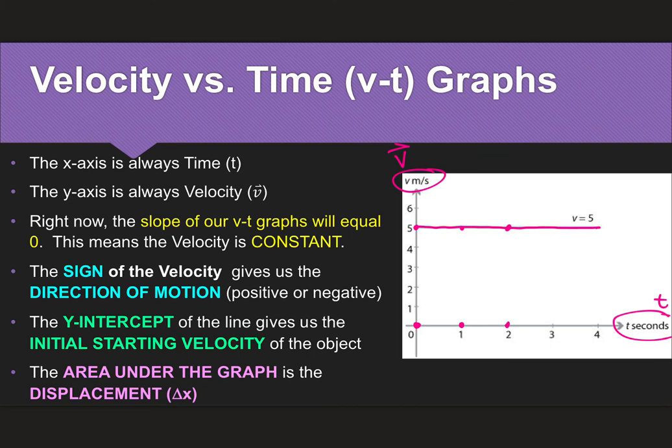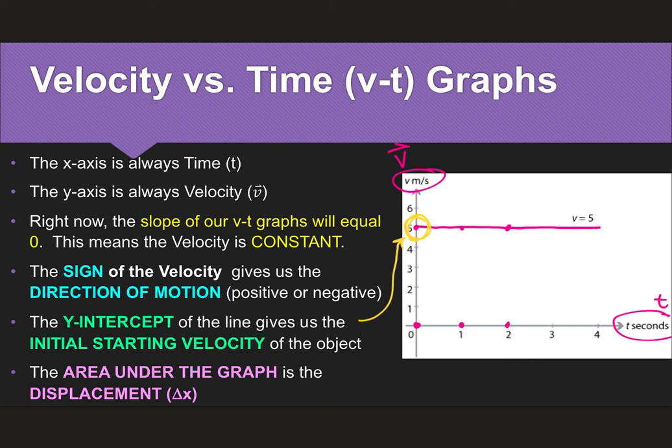So if you have constant velocity, your velocity on the VT graph will look like a horizontal line at some number. If the velocity is positive, it'll be above the 0 axis. If the velocity is negative, it will be down underneath in the negative numbers, but you're always going to have the horizontal. The y-intercept of the line, right here on this graph, is going to give you your starting velocity.